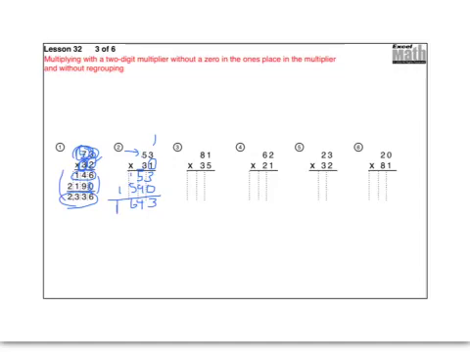1,643. Hopefully you can do that addition pretty easily. Alright, why don't you pause the video, try just number 3 by yourself, turn the video back on when you're ready to see the solution to that one.